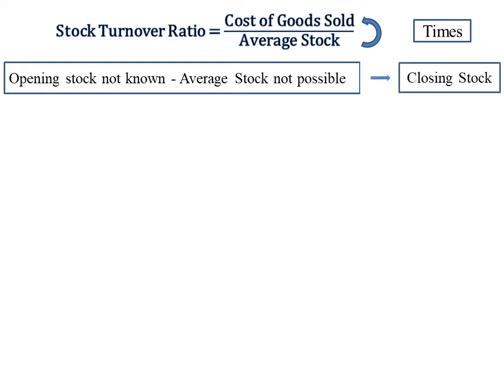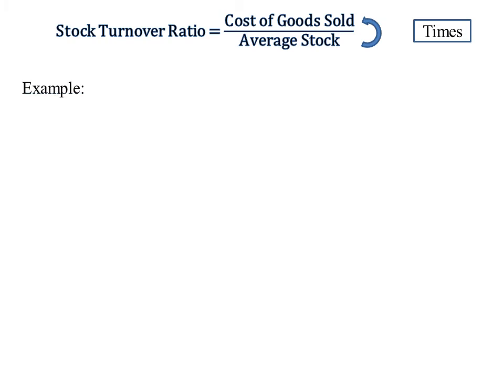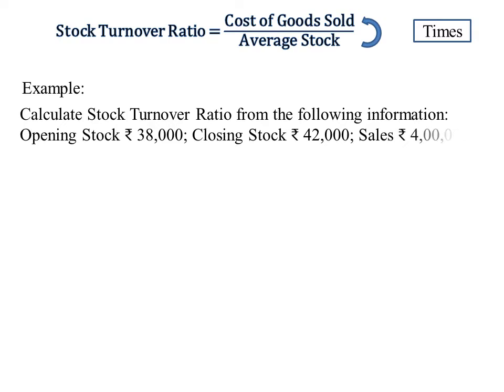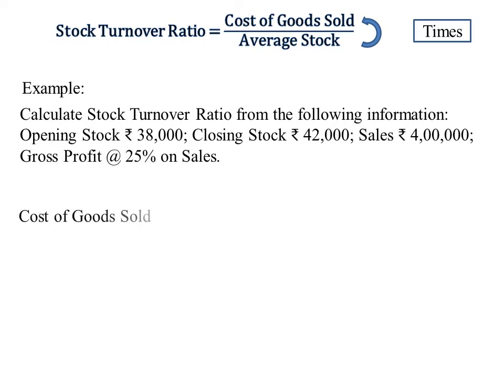Let us see how to apply this formula with one question. So, the question is, calculate stock turnover ratio from the following information. Opening stock rupees 38,000, closing stock rupees 42,000, sales rupees 4 lakhs, gross profit at 25% on sales. So, here we can calculate cost of goods sold with the help of sales and gross profit.